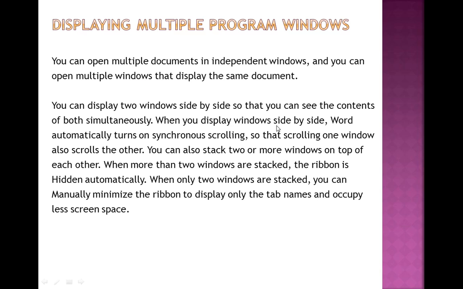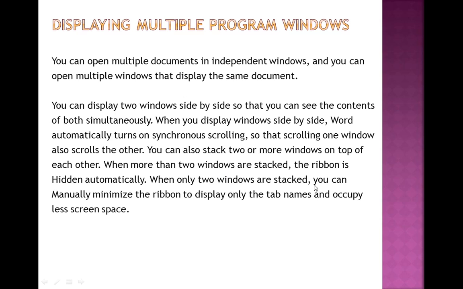And when you display windows side by side, MS Word automatically turns on synchronous scrolling. Means we can scroll from one place to another in a synchronous way, so that scrolling one window also scrolls the other. You can also stack two or more windows on top of each other. When more than two windows are stacked, the ribbon is hidden automatically. Means when more than one window comes on the screen, the ribbon is hidden automatically because there is no space for it.